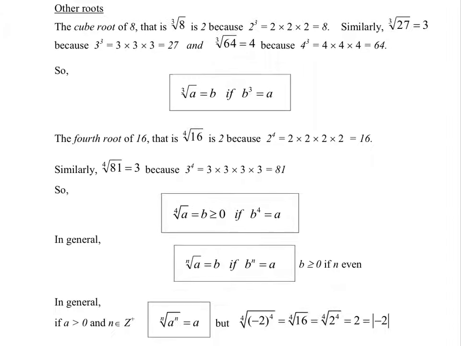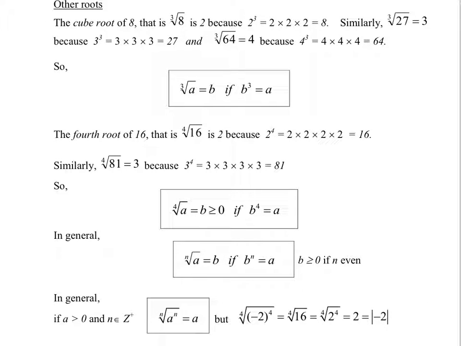Now there are other roots. The cube root is written like this, and if you're thinking of the cube root of 8, you're looking for a number that when you multiply it by itself and by itself again gives you 8. In the same way, cube root of 27 is 3, because 3 times 3 times 3 is 27. There's something similar with the fourth root. The fourth root of 81 is 3, because 3 times 3 times 3 times 3, 4 of them multiplied together, gives you 81.